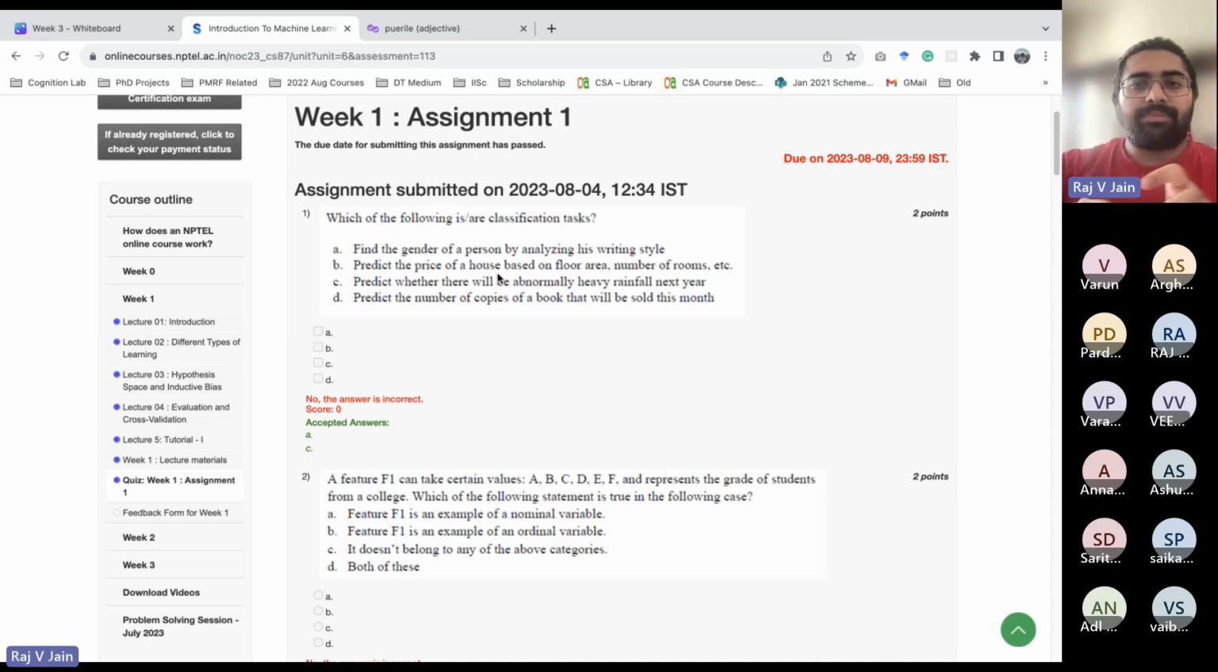Okay. I guess this question is a bit straightforward. A is finding the gender of a person because gender is only male and female, at least in the context of the question, right? And predicting whether there will be abnormally heavy rainfall next year. Whether there will be, that is the keyword. We are not trying to understand what will be the rainfall, number of centimeters or whatever, right? That's not the question. Whether there will be abnormally heavy rainfall. So that becomes a classification task, yes or no. Yes, there will be abnormally heavy rainfall, or no, there will not be abnormally heavy rainfall next year, right? So hence it also becomes a classification task.